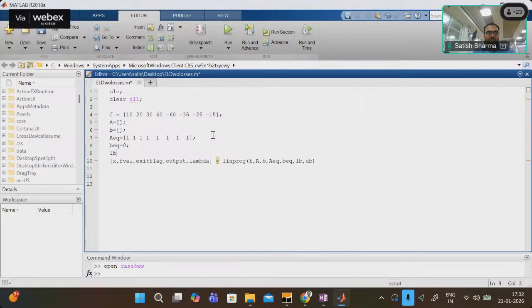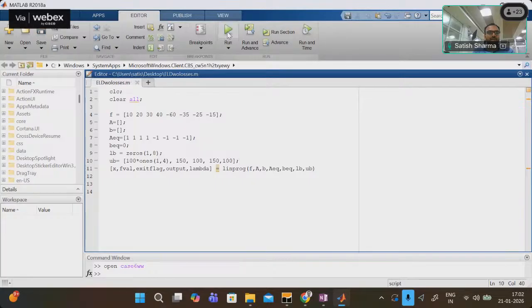Then we have lb. So lb is equal to the lower bound. What was the lower bound? 0. So for everything it was 0. So I would say zeros, and how many times? 1 comma 8. So this is the zeros, and the upper bound was equal to, let me place them, 100 times ones of 1 comma 4. So 4 times 100, then 150 comma 100 comma 150 comma 100. Okay, so we can put it like this, and that's it.